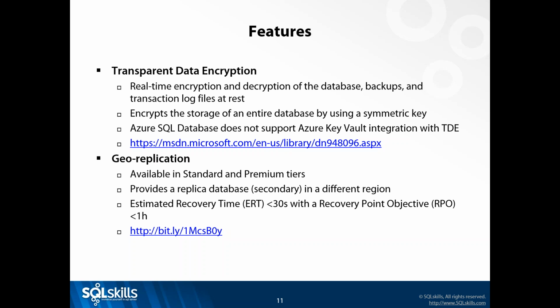One of my favorite features is geo-replication. So this is available in your standard and premium tiers. So what this does is provides a replica database. So you have a secondary in a different region. Your estimated recovery time is less than 30 seconds with a recovery point objective less than 1 hour. With your premium tier, you get active geo-replication, which can provide you a readable secondary. This stuff is built in.